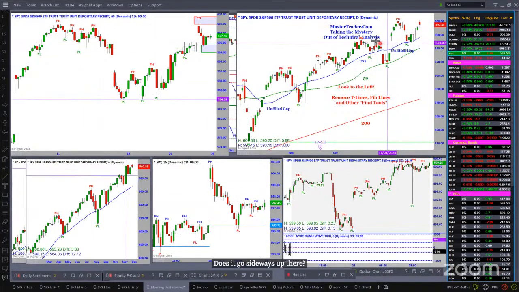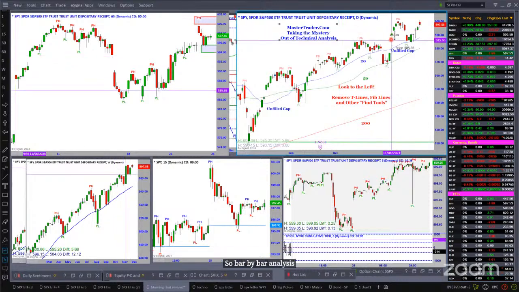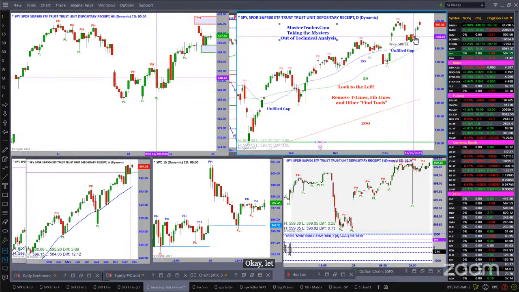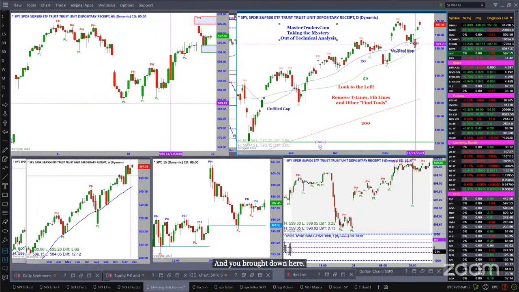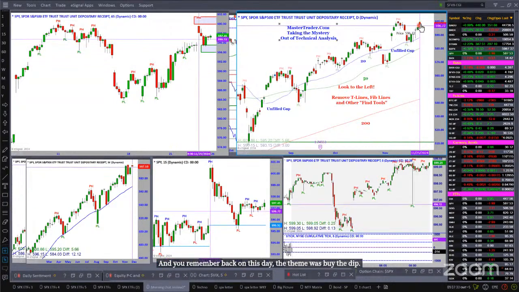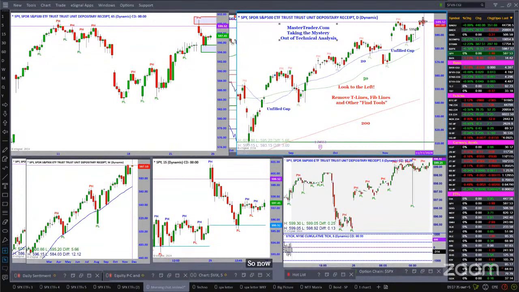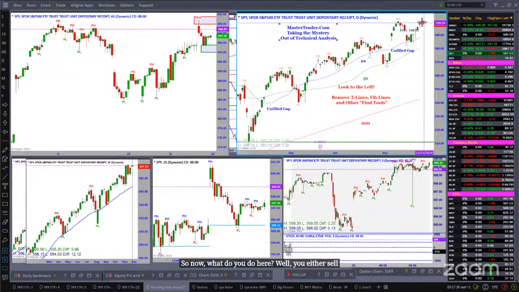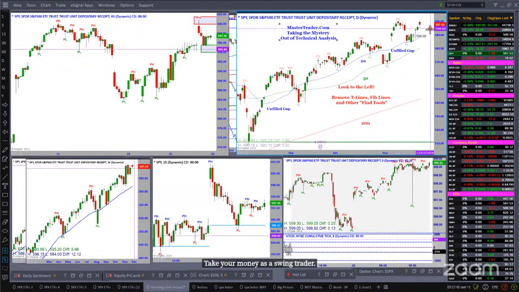So bar by bar analysis would tell you, okay, let's say you're swing trading and you bought down here. And you remember, back on this day, the theme was buy the dip. So now, what do you do here? Well, you either take your money as a swing trader, or where are you going to put your stop?